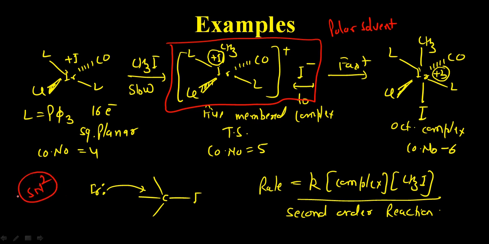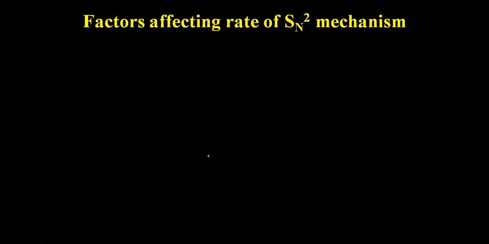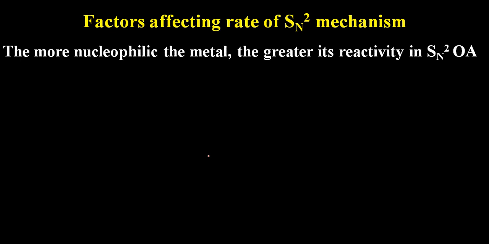Second point of difference which can differentiate the concerted mechanism from that of SN2 is that in case of concerted mechanism there was no inversion of configuration, whereas in case of SN2 mechanism there is inversion of configuration provided a chiral carbon atom is attached to the molecule which has to be added. Now what are the factors which affect the rate of the SN2 reactions in case of organometallic reactions involving oxidative addition? The first one is that the greater the nucleophilic nature of the metal center, the greater is the reactivity of SN2 oxidative addition.